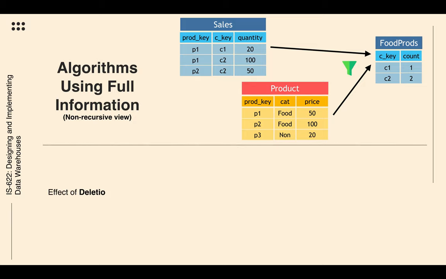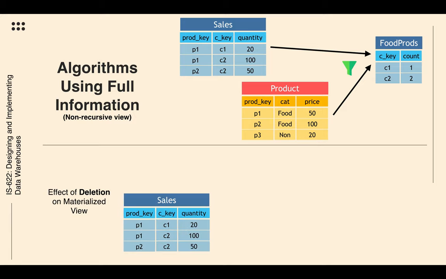Now let's see the operations. Let's first start with the deletion operation on the food prods. Say we have the sales table, and we are planning to delete the record P1, C2, and 100, which is the second record in our sales table. So I want to delete this record. Now, how will it affect the materialized view?